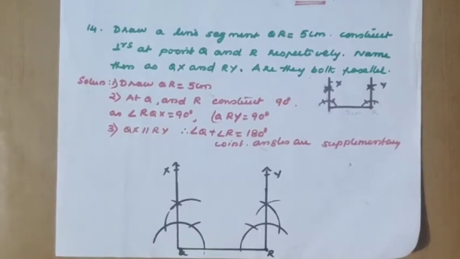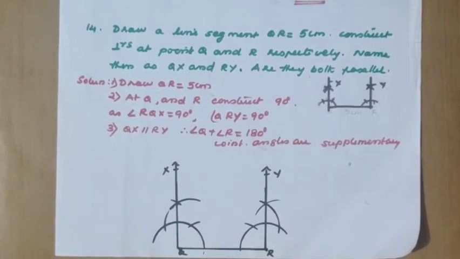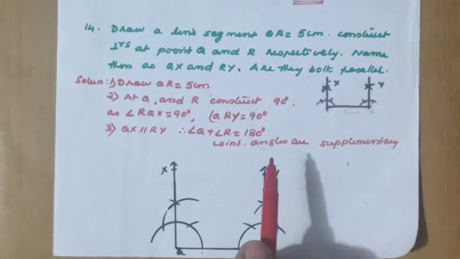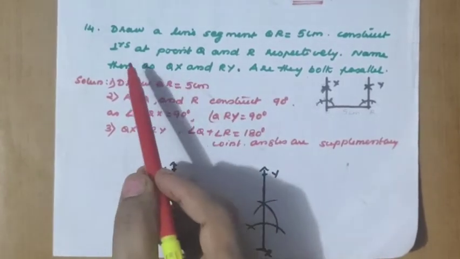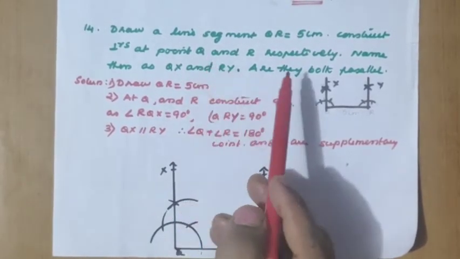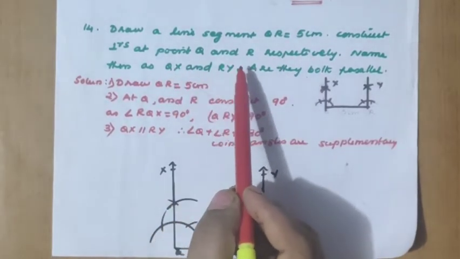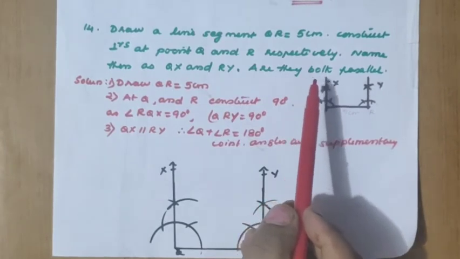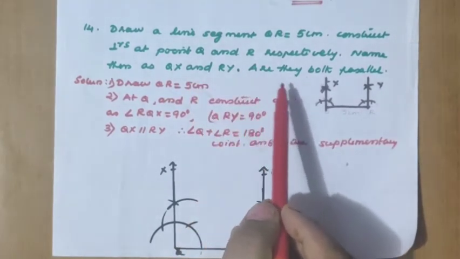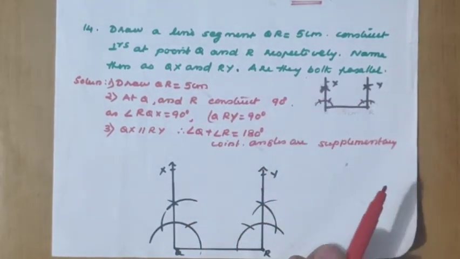Children, we are continuing the practice papers 1 and part 2 because already we have solved 1 to 13 questions. Now 14th question onwards. Draw a line segment QR equal to 5 cm. Construct perpendiculars at point Q and R respectively. Name them as QX and RY. Are they both parallel is the question.